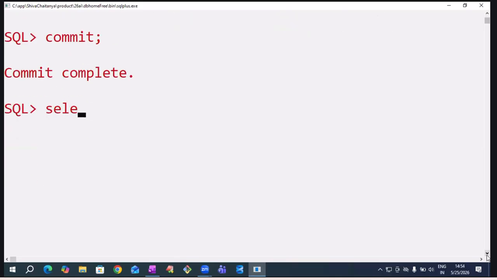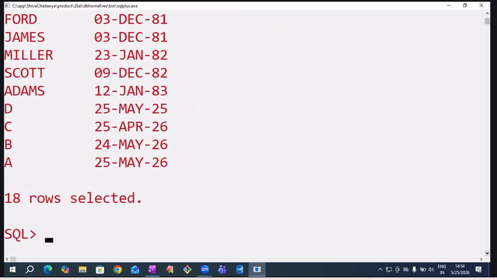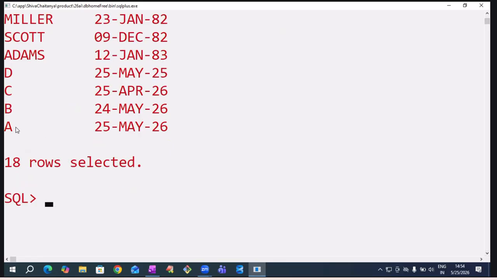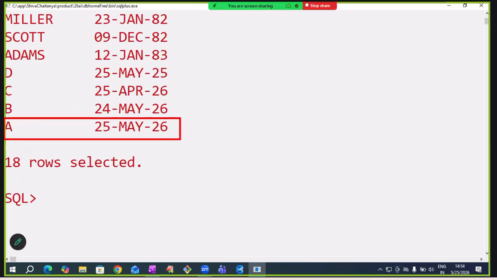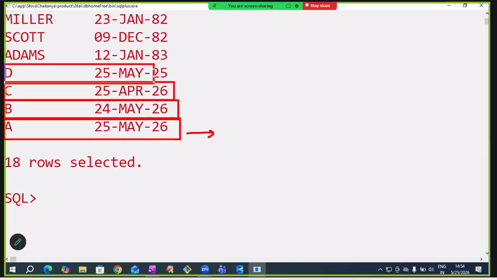Open and see the table data. Select ename comma hire date from EMP order by 2. See here. Notice here. Okay, this employee joined today. Observe, sir, 25th May. This employee joined yesterday. This is 1 month ago date. And this is 1 year ago date. Okay, this is today, yesterday, 1 month ago, 1 year ago.